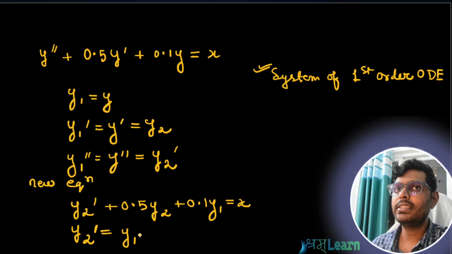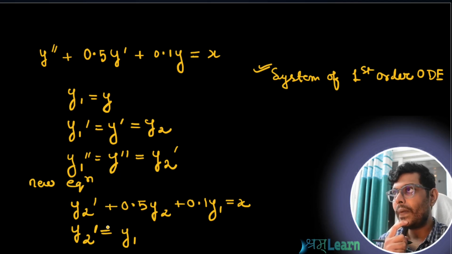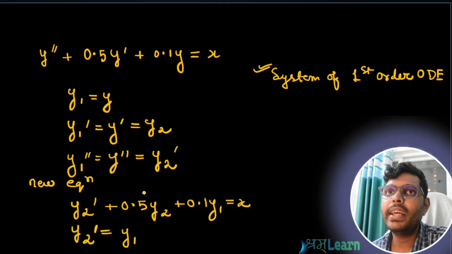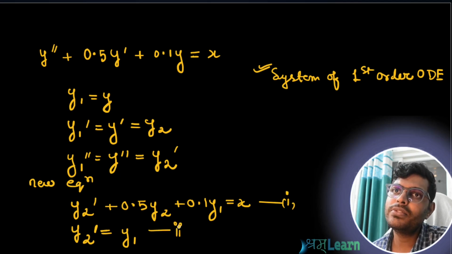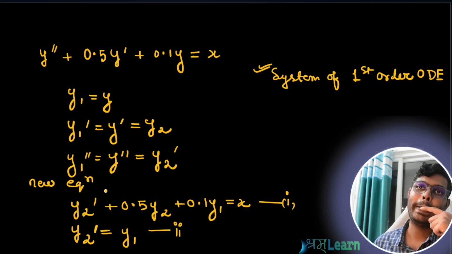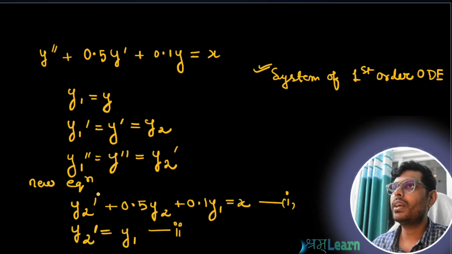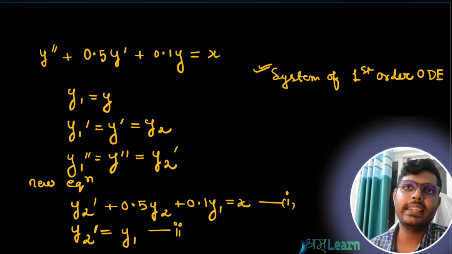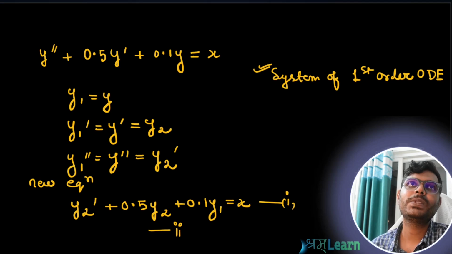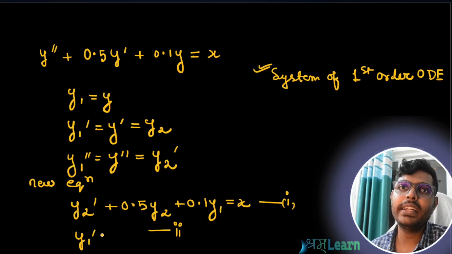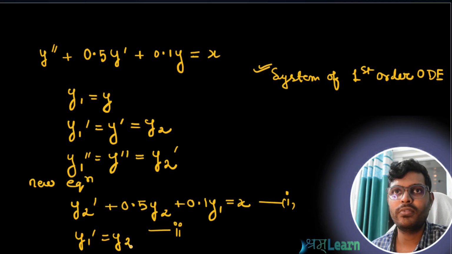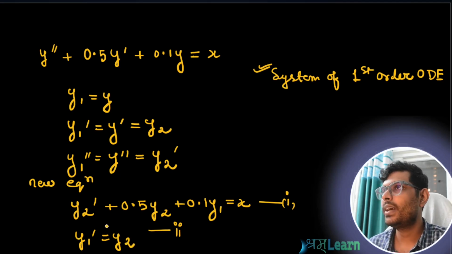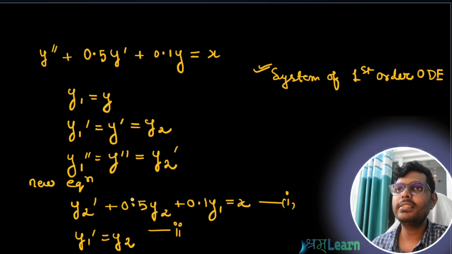y2 dash is equal to y1, and also it so happened that y2 dash is this equation. So I have two equations, equation 1 and 2. This is the system of first order differential equations. So, I did something wrong, I guess. Yes, I have done something wrong. So this is nothing but y1 dash is equal to y2. Fine. So I did some mistake, but this is the whole story.